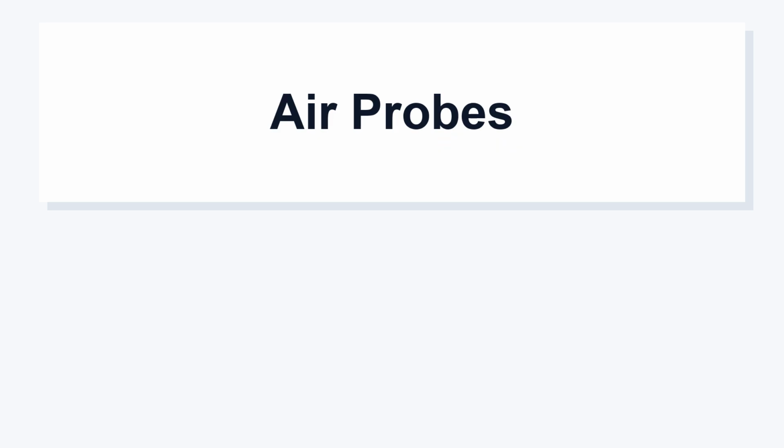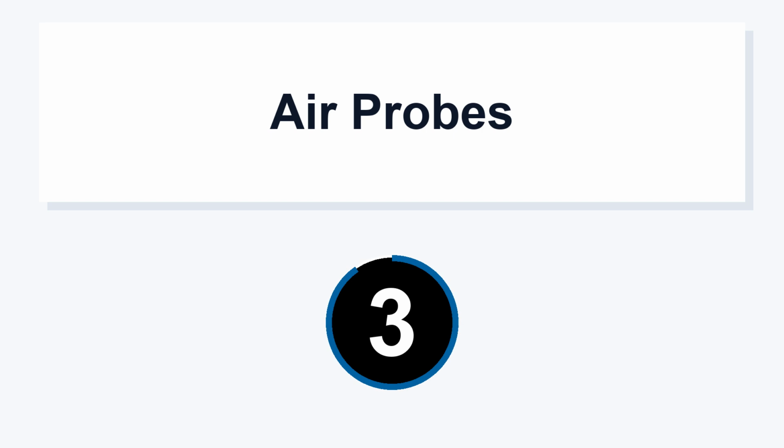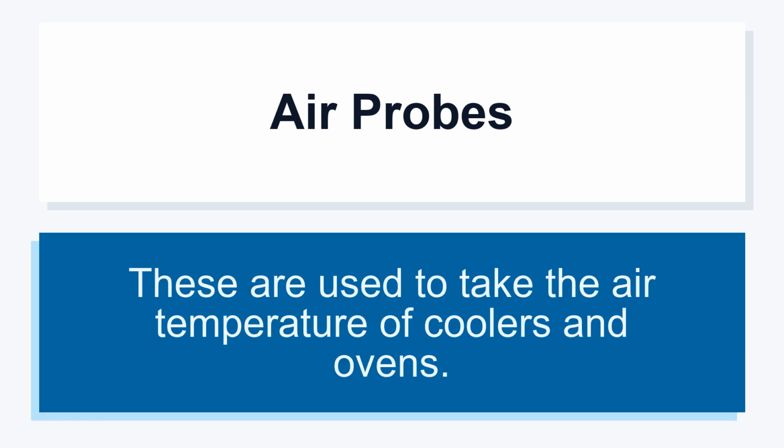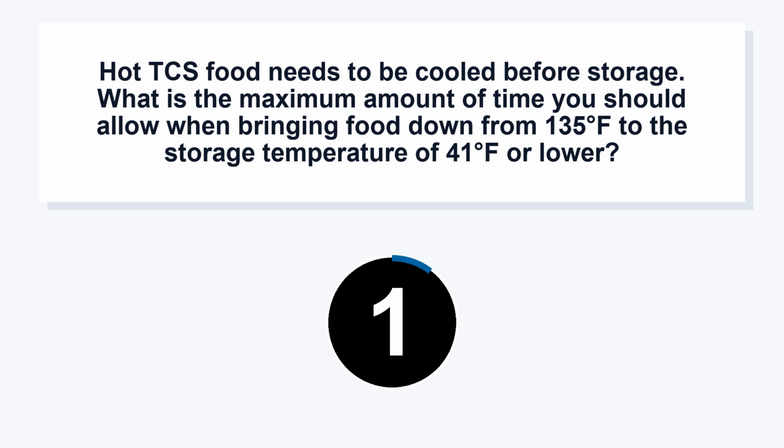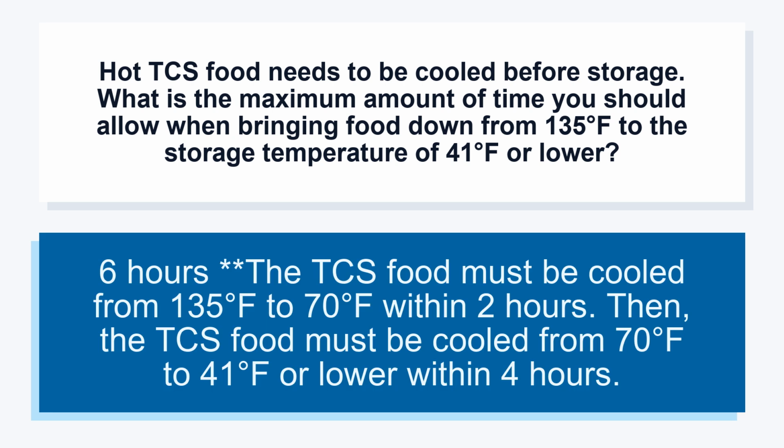Air probes. These are used to take the air temperature of coolers and ovens. Hot TCS food needs to be cooled before storage. What is the maximum amount of time you should allow when bringing food down from 135 degrees Fahrenheit to the storage temperature of 41 degrees Fahrenheit or lower? 6 hours. The TCS food must be cooled from 135 degrees Fahrenheit to 70 degrees Fahrenheit within 2 hours. Then, the TCS food must be cooled from 70 degrees Fahrenheit to 41 degrees Fahrenheit or lower within 4 hours.